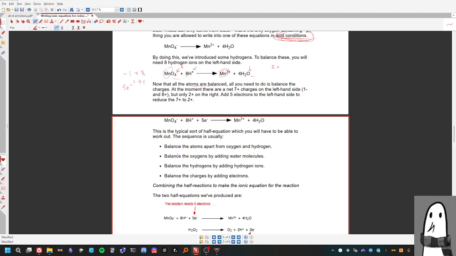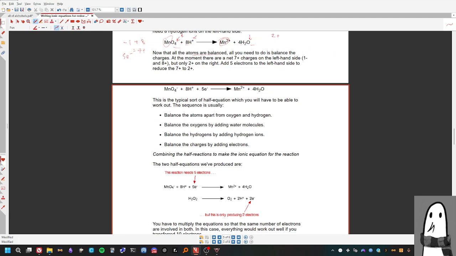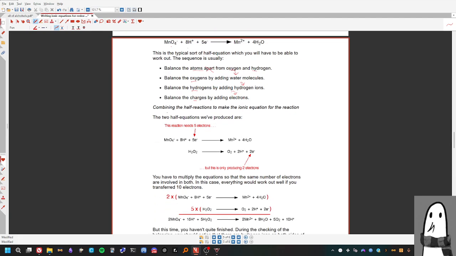So this is the typical half equation that you will have to be able to work out. The sequence usually starts with balancing the atoms apart from oxygen and hydrogen. So your actual inorganic elements, you want to balance those. Then you want to balance the oxygens by adding water. Then you want to balance the hydrogens by adding hydrogen ions, and then you want to balance the charges by adding electrons at the end. Now the final step is to combine these two half equations to get that final ionic equation for the reaction.